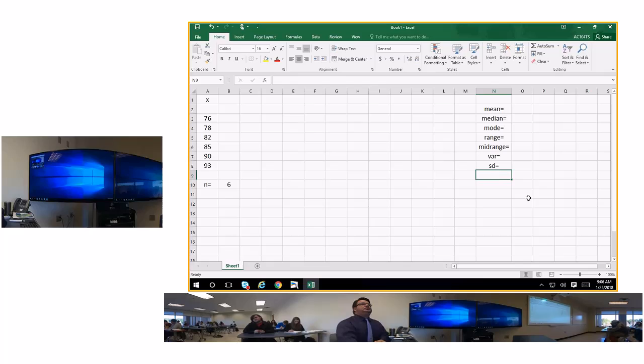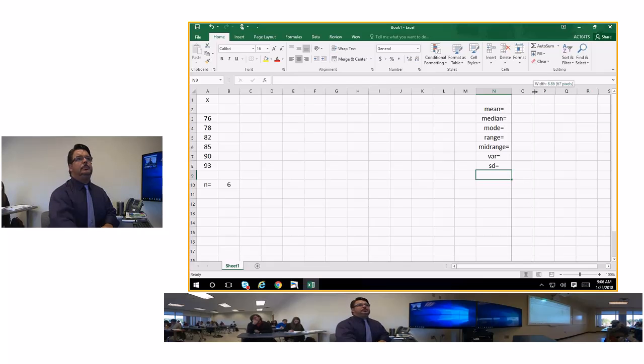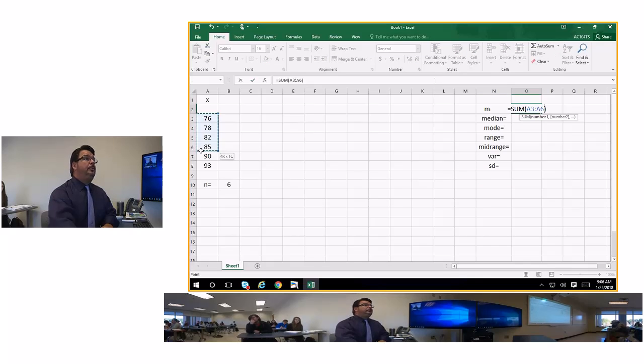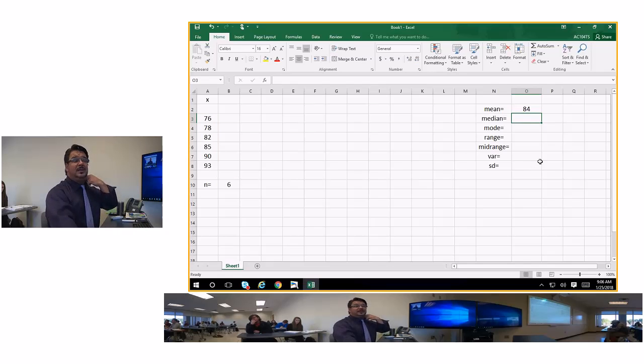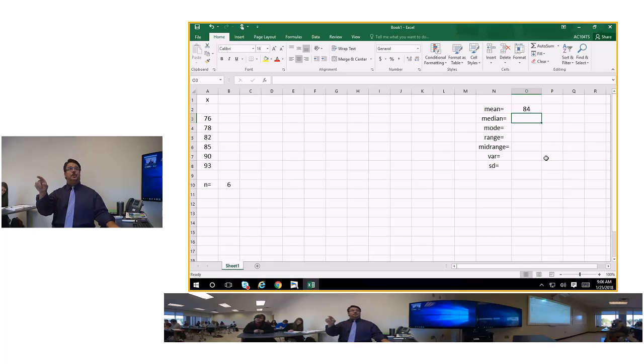Okay, when I asked you what the mean is, hopefully most of you know how to get the mean because you've averaged your grades up before. So I'm going to hit auto sum and add these up. And I'm going to divide by n. Now, if you want to write down the formula for the mean, it's the summation of x over n. So you'd write a summation of x over n. That's how you find the mean.